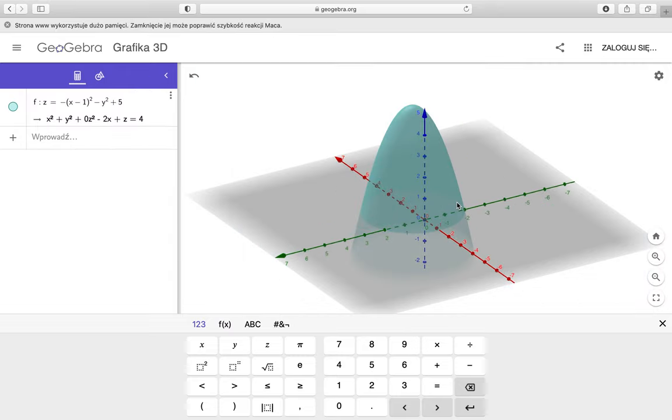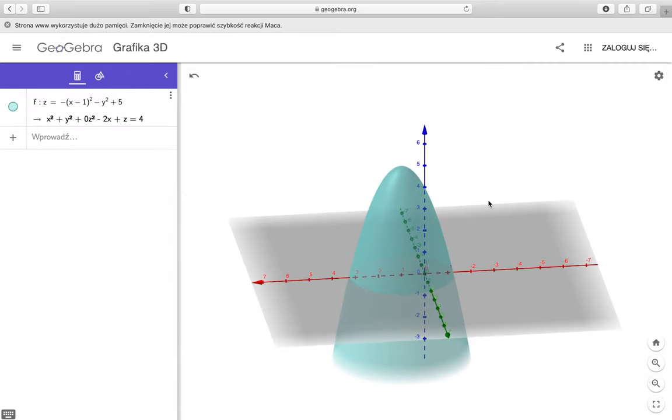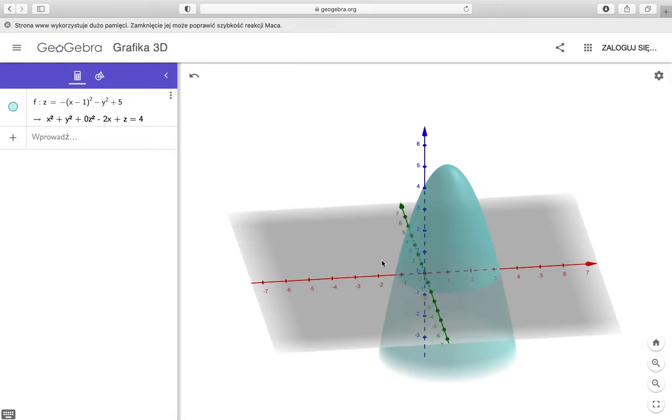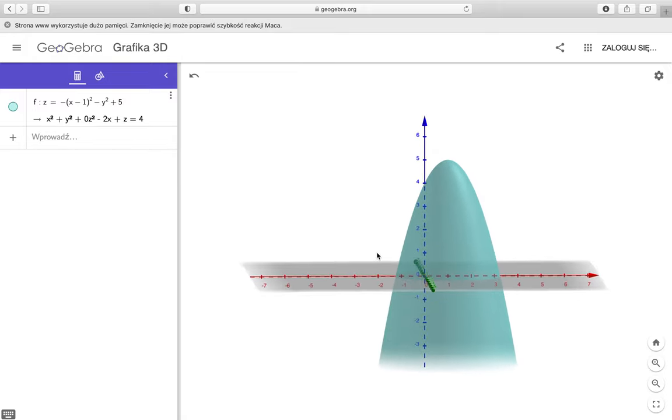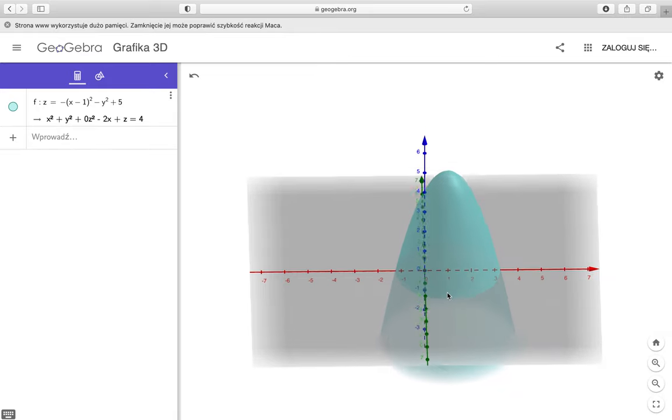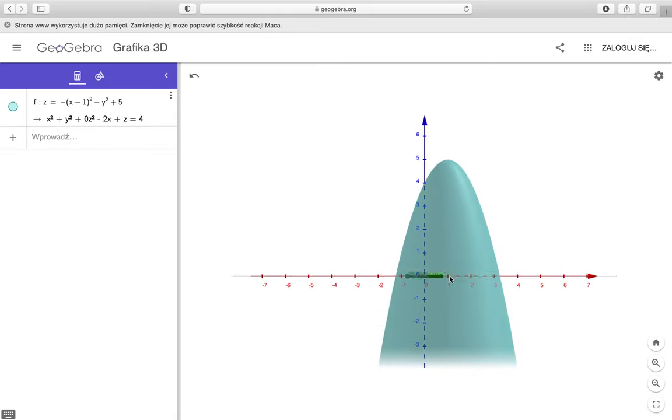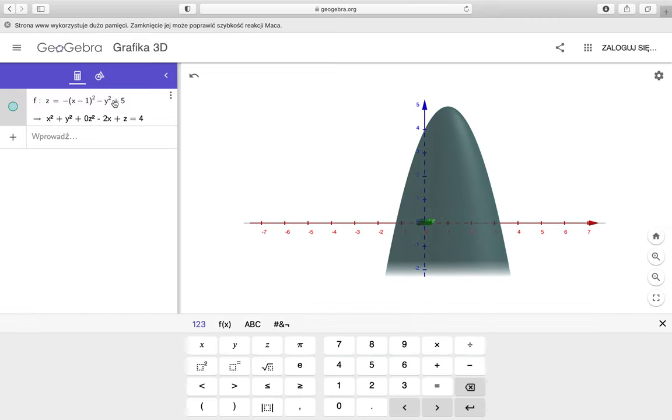Now what has happened to this parabola? I just took the maximum point that was previously located at zero, and I moved it here. Actually, let me rotate this a little bit. I moved it from the origin to the point where x is equal to 1 and y is equal to 0. Okay, and look, I can do the same thing with y.